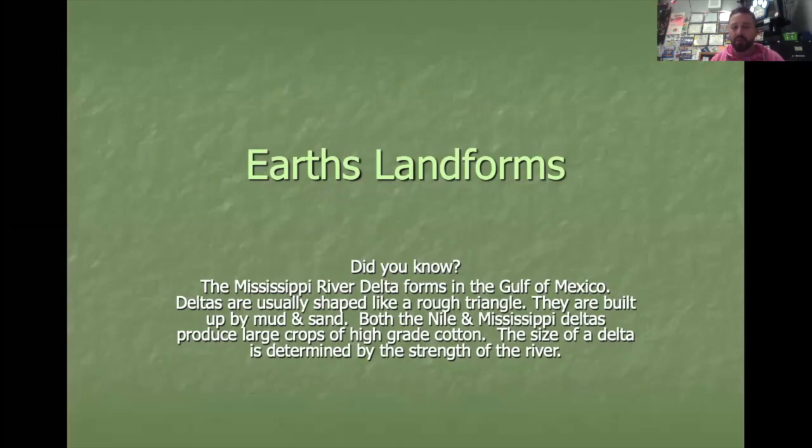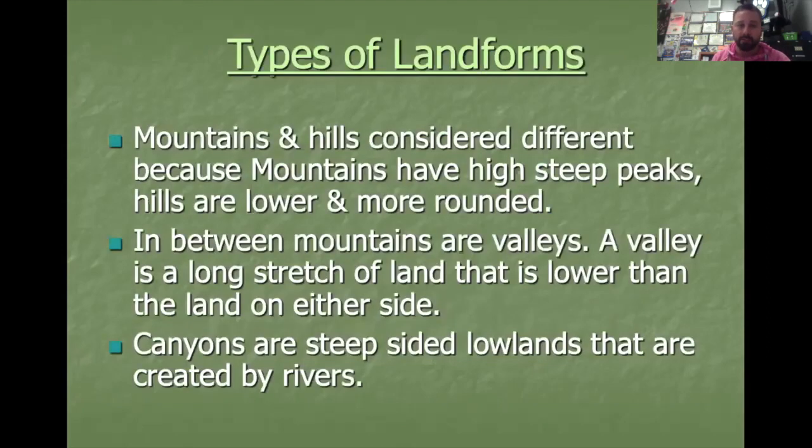And if you looked at both the Nile and the Mississippi deltas, they produce massive, massive crops of high-grade cotton. The size of a delta is always determined by the strength of the river and how it's flowing. And the delta of the Mississippi is one of the largest in the world. It's actually bigger than the Nile's. The only other delta that's actually bigger would be the Amazon's, because it has the strongest flow of any of the rivers on the planet.